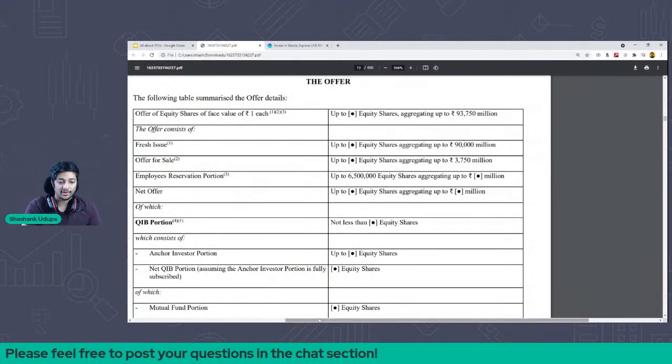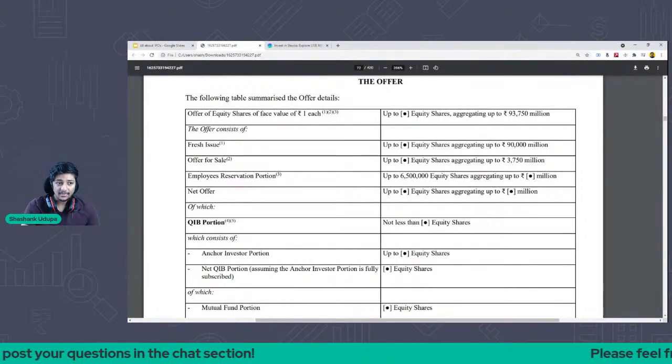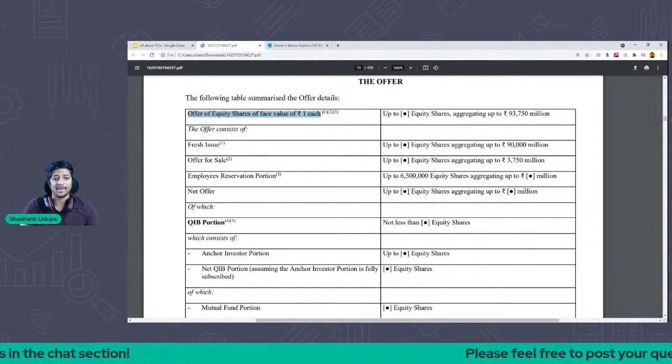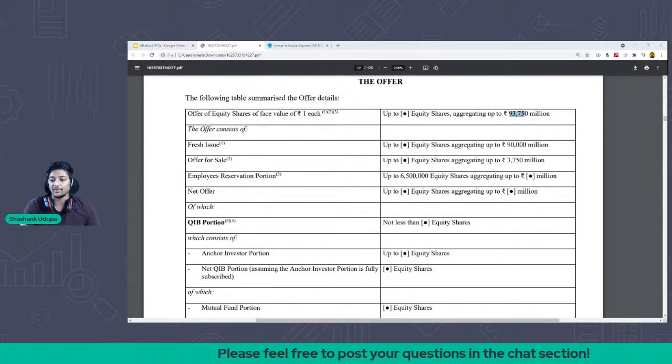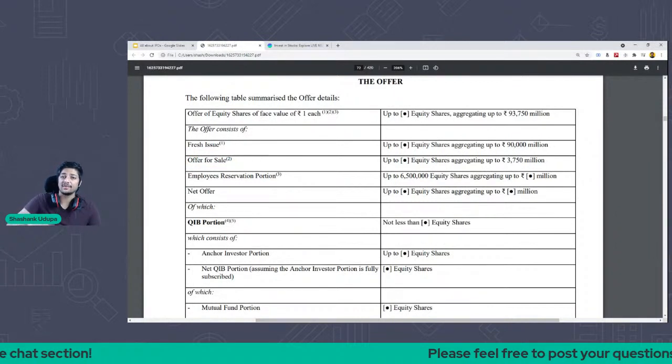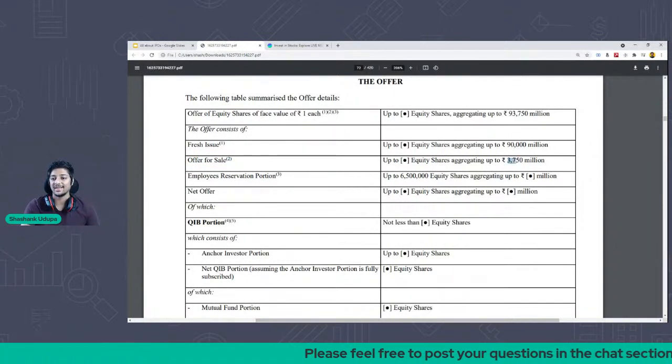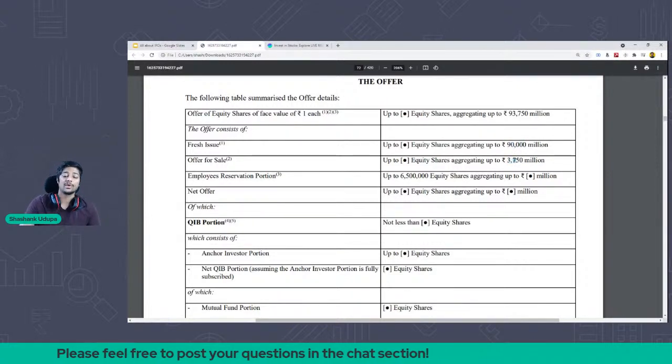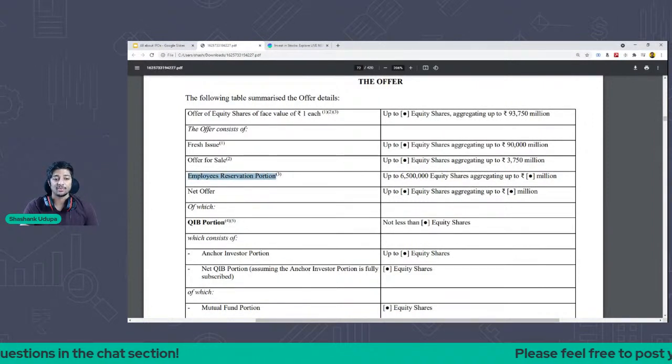So if you click on the offer, it automatically opens this slide where it says the entire offer of Zomato is 9,375 crores. So the entire offer is 9,375 crores. Out of this, fresh issue is 9,000 crores and offer for sale. Offer for sale means some existing investor is exiting. He's doing a 375 crores exit. So 9,000 crores goes into the company, 375 crores go into the existing investor's pocket. Apart from that, they have something known as employee reservation portion, which is reserved for employees only.